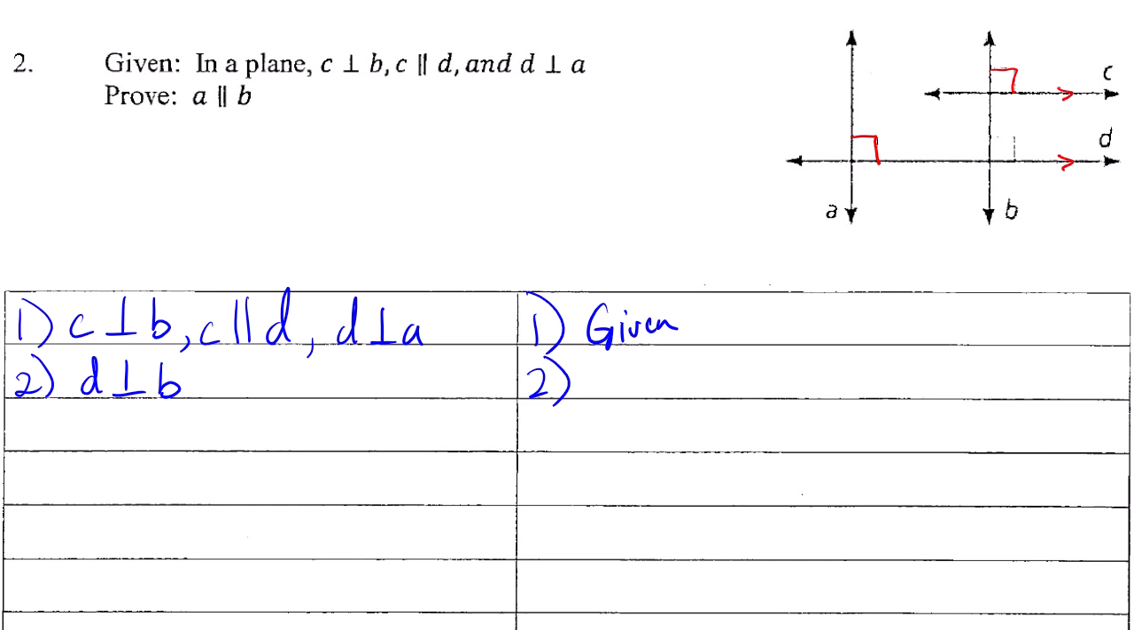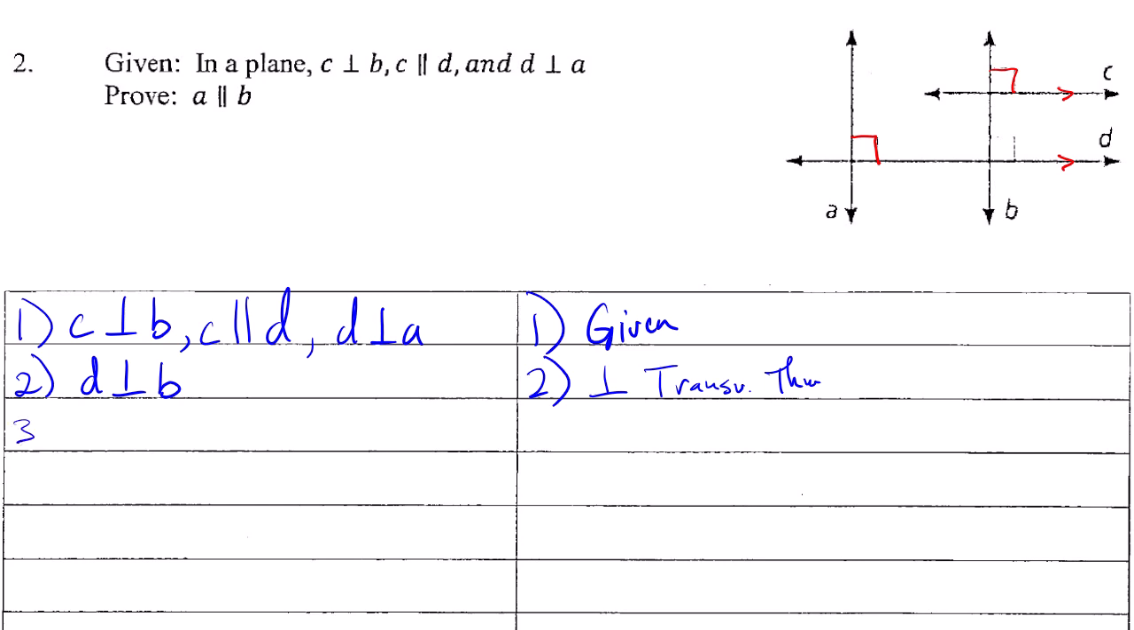If a line is perpendicular to one of two parallel lines, then it must be perpendicular to the other, right? So if B is perpendicular to C and C is parallel to D, that means that B must be perpendicular to D, okay? Hopefully that made sense, but that's the perpendicular transversal theorem. Or you can just kind of write out that in shorthand, what I said.